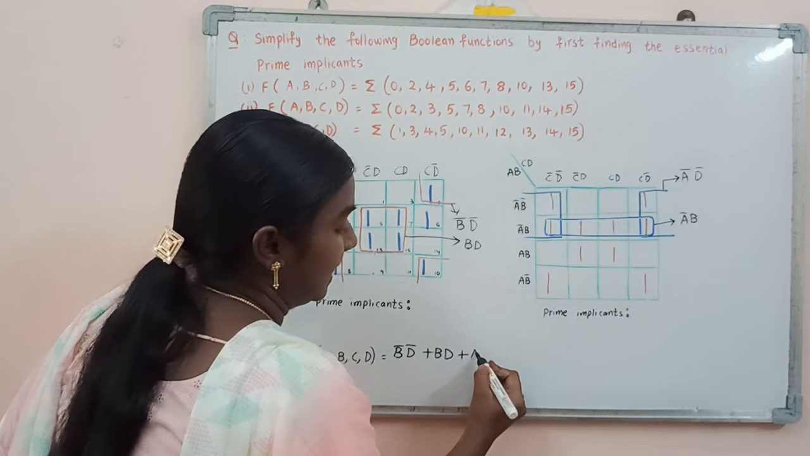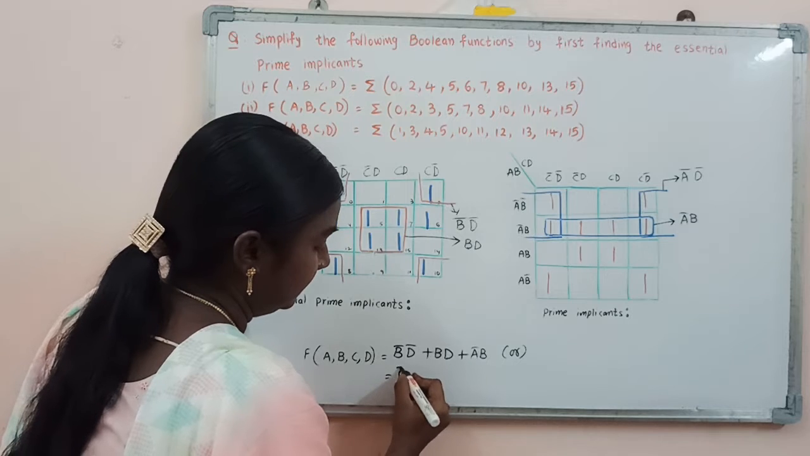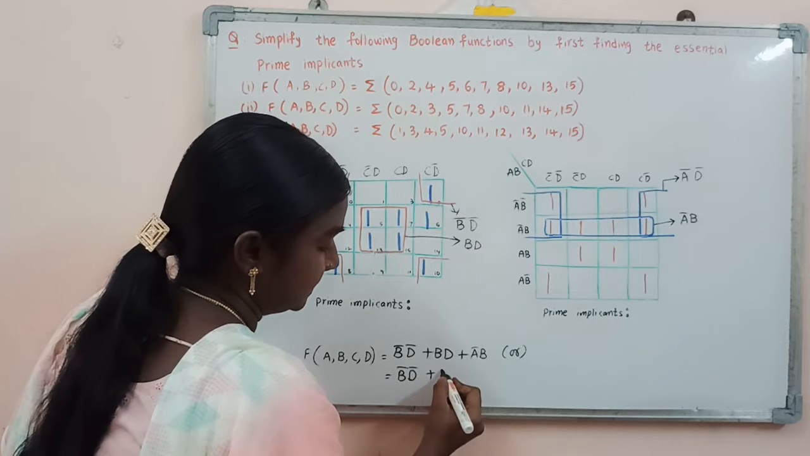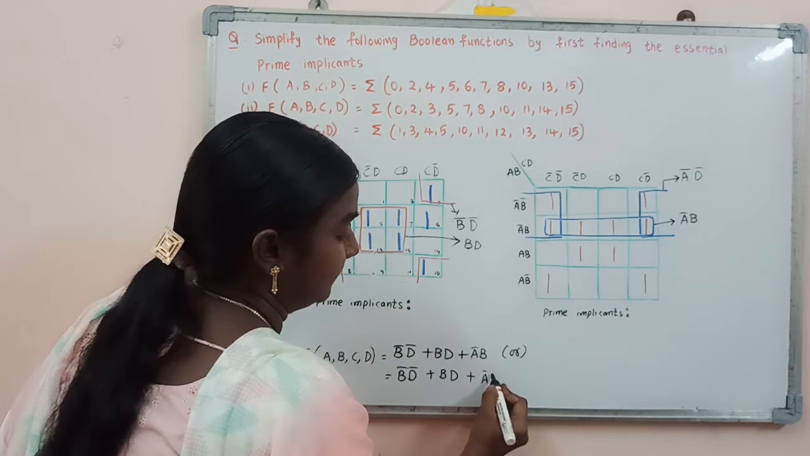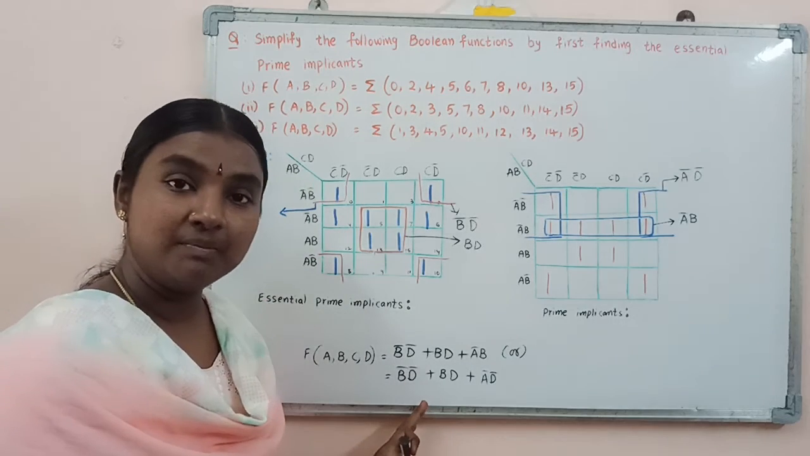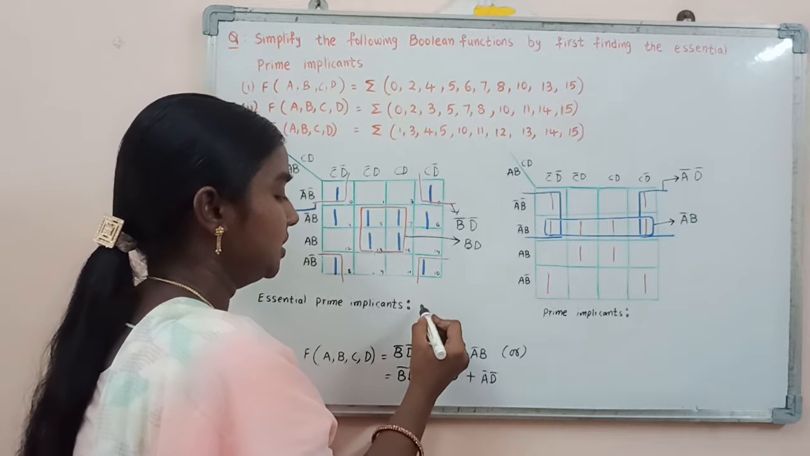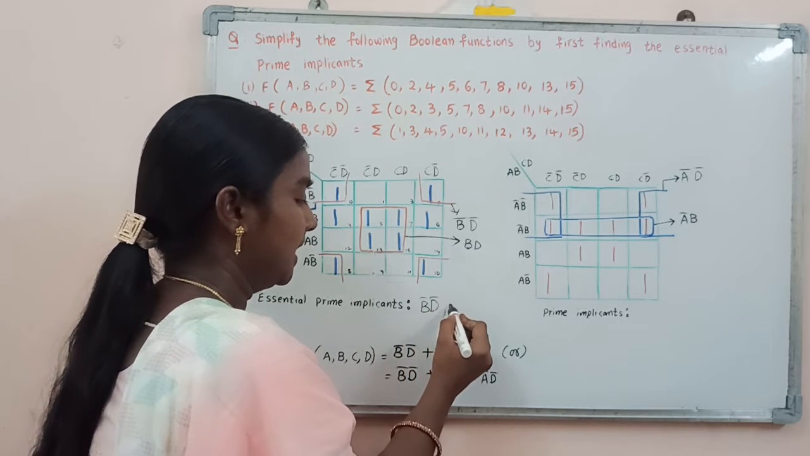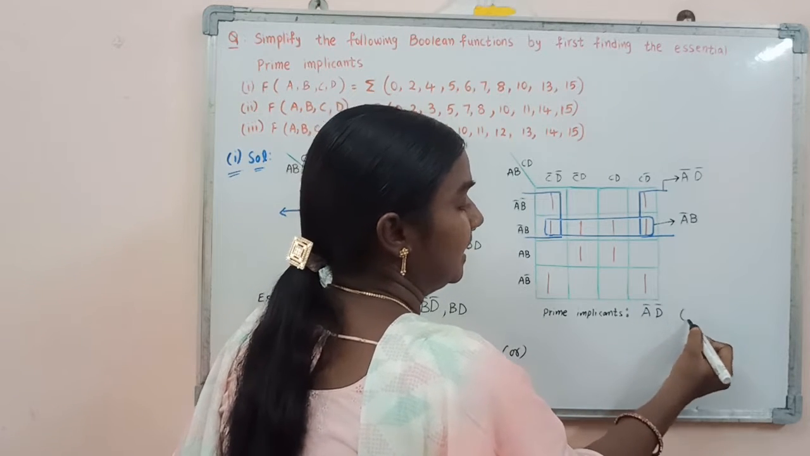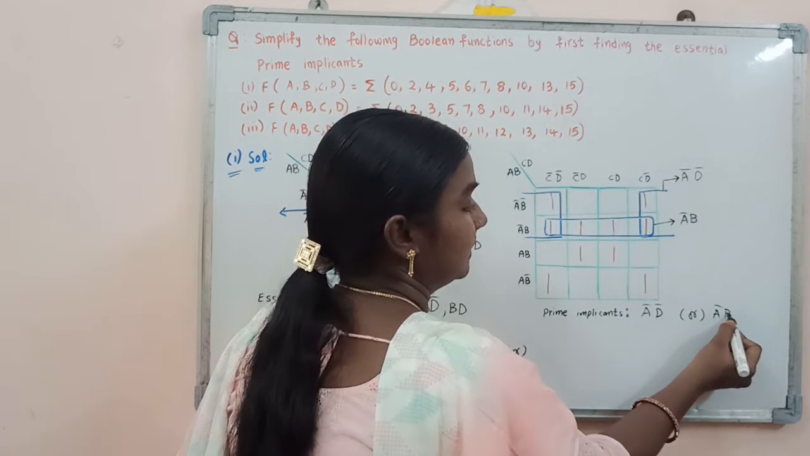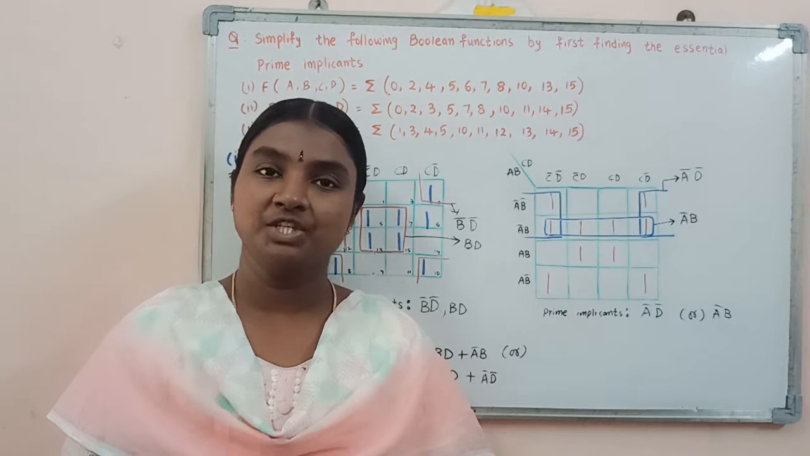plus A bar B. Or we can write B bar plus BD plus, taking this prime implicant, A bar D bar. So this is the simplified Boolean expression for the first function. Here the essential prime implicants are B bar D bar and BD, and the prime implicants are A bar B bar, or we can take A bar B. Now, this is the procedure we need to follow to find the essential prime implicants.